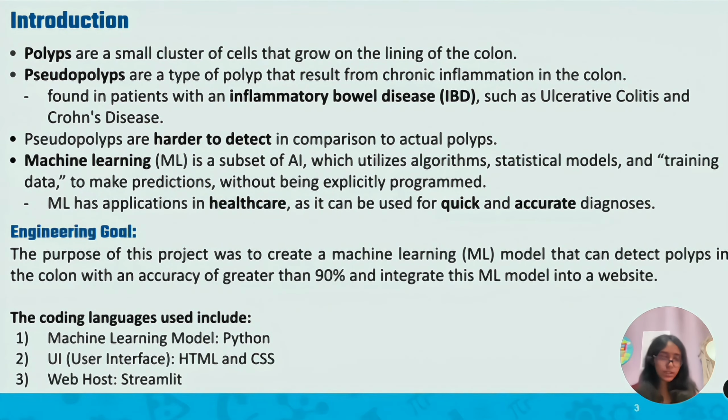So essentially what machine learning does is that you give it some trained data and then you teach it what it needs to classify. You teach it what it needs to do. Once you teach it, now you can apply that model for other tasks. So in this project, I used a convolutional neural network, which is a type of machine learning model. What this convolutional neural network, or CNN, does is classify whether an image is a polyp or not a polyp. And so the purpose was to create this CNN that can detect polyps with an accuracy greater than 90%, and then integrate this machine learning model into a website.